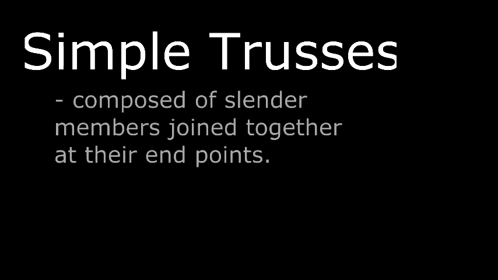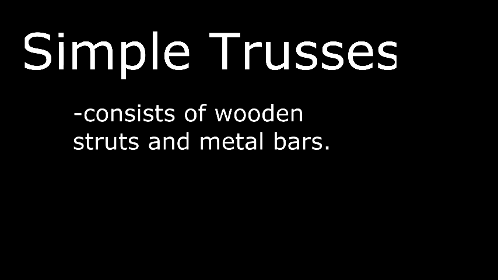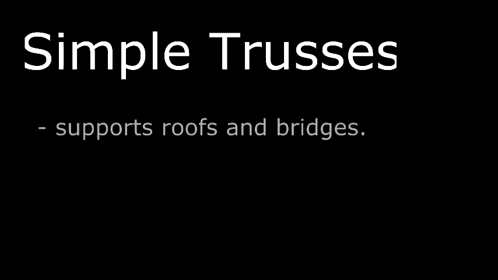Simple trusses. A truss is a structure composed of slender members joined together at their endpoints. The members commonly used in construction consist of wooden struts or metal bars. In particular, planar trusses lie in a single plane and are often used to support roofs and bridges.